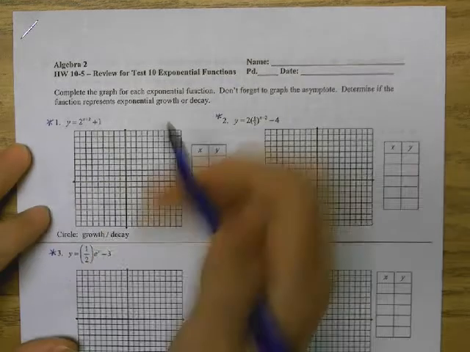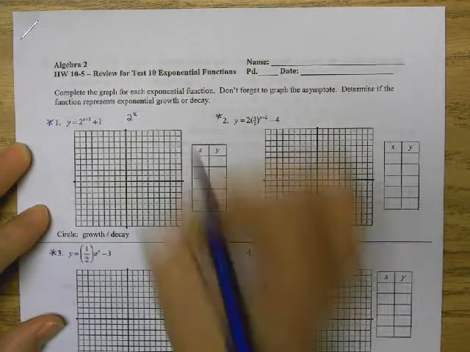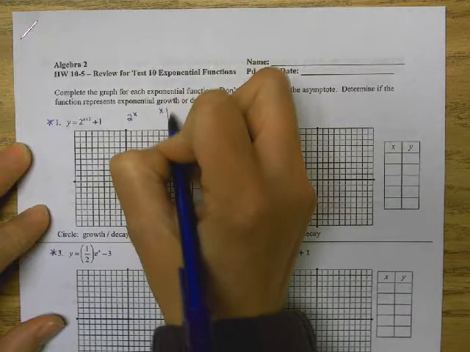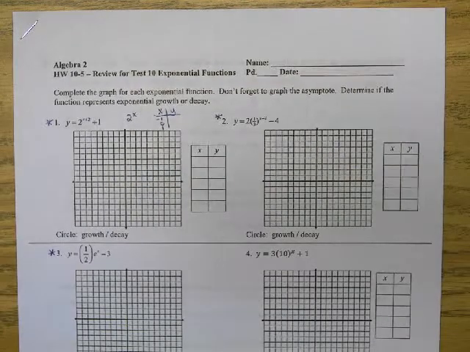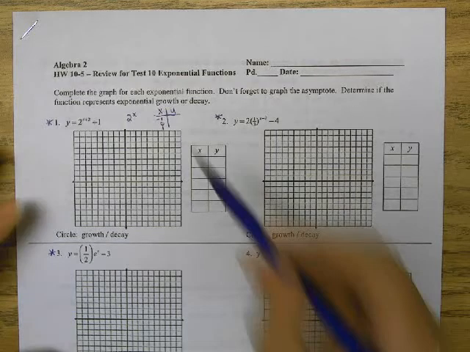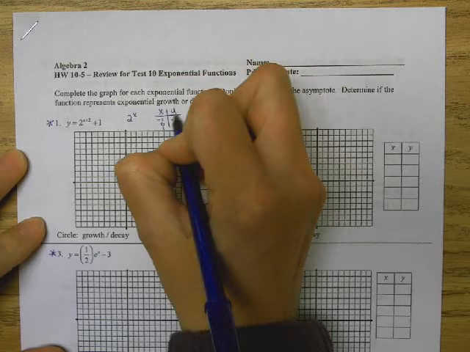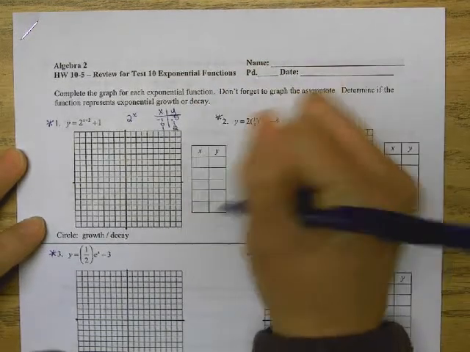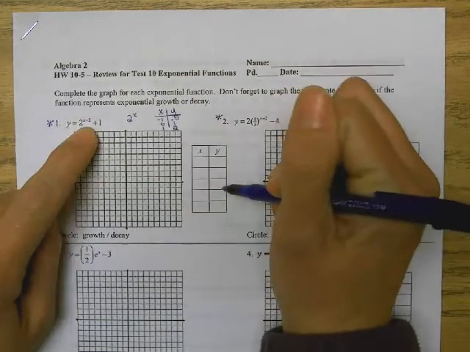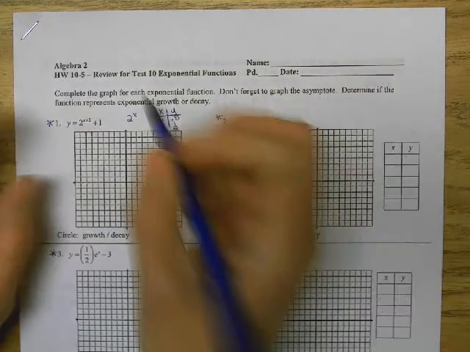In my class, I had my kids pull out the parent function, which is 2 to the x, and build a table of values for the original function. So if my parent function is 2 to the x, I picked -1, 0, and 1. So I get 0.5, 1, and 2. Then I used this table to make all the transformations that are being given in this equation.